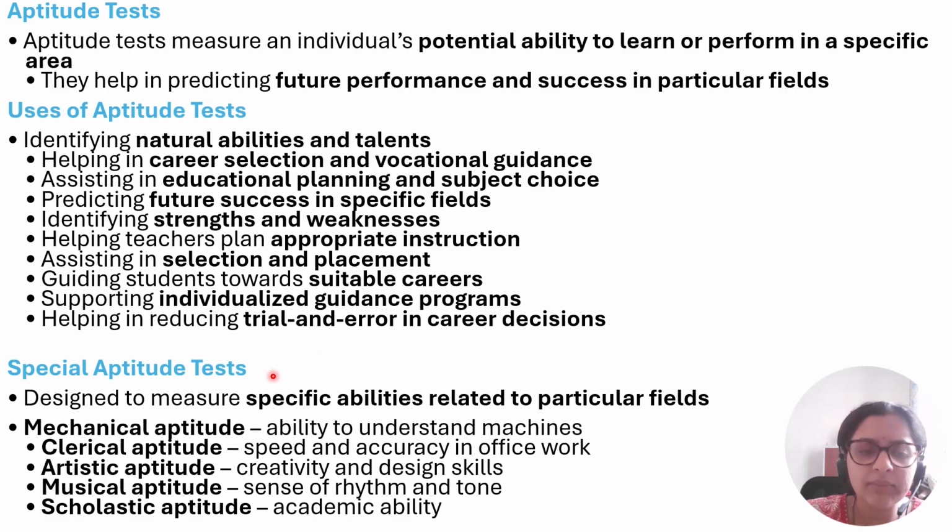Special aptitude tests are designed to measure specific ability related to a particular field. Aptitude tests are specific in nature; special aptitude tests are even more specific. They include mechanical aptitude, that is, ability to understand machines; clerical aptitude, speed and accuracy in office work; artistic aptitude, creativity and design skills; musical aptitude, sense of rhythm and tone; and scholastic aptitude, academic ability. So these are special aptitude tests.